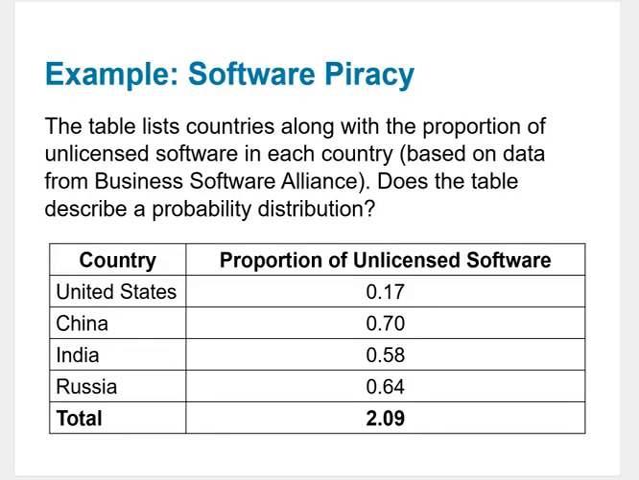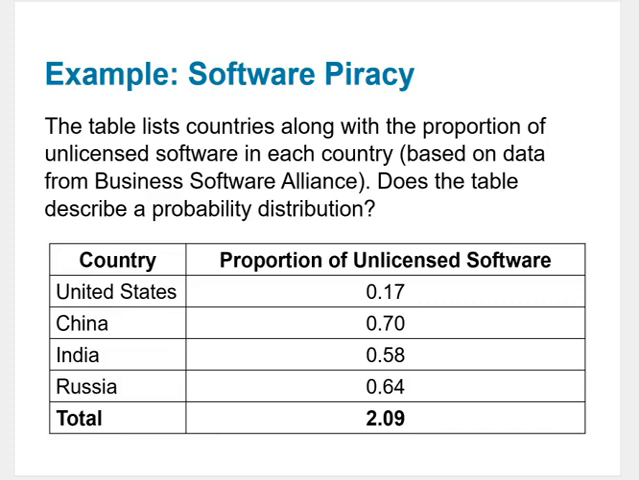But for now, we're just going to focus on identifying these probability distributions. So this is a software piracy chart. If you'll notice, it has the countries listed, and then it has the proportion of unlicensed software. So the question is, does this describe a probability distribution?